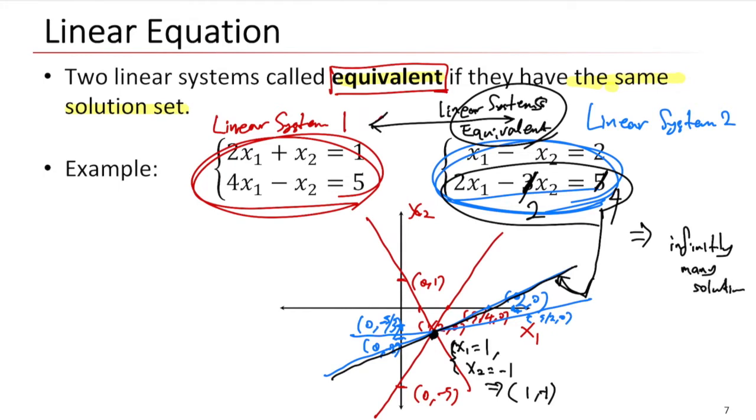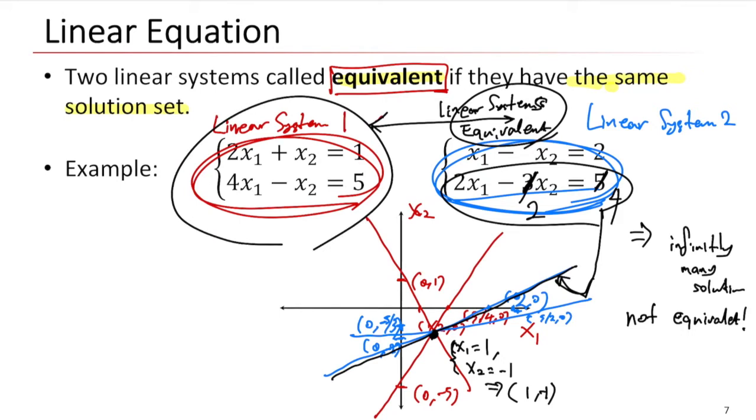What about this case? This is not equivalent. Why? Because this linear system only has one single solution, but this linear system has infinitely many solutions here. So these two linear systems don't have the same solution set, so it's not equivalent anymore. Okay, so this is the concept of equivalence.